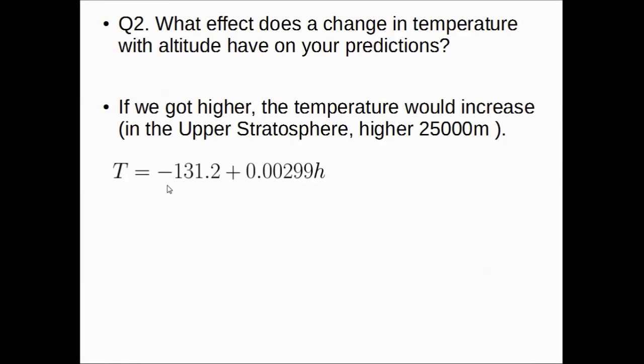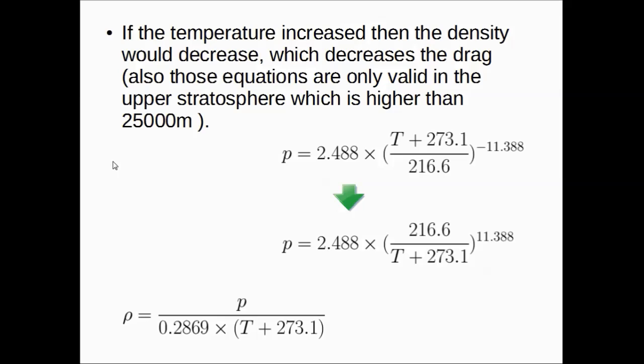What effect does a change in temperature with altitude have on your predictions? If we get higher, the temperature would increase based on this equation. And if the temperature increased, then the density would decrease, which decreases the drag. And also not just the density would decrease, but also the pressure, which in turn decreases the density even more.